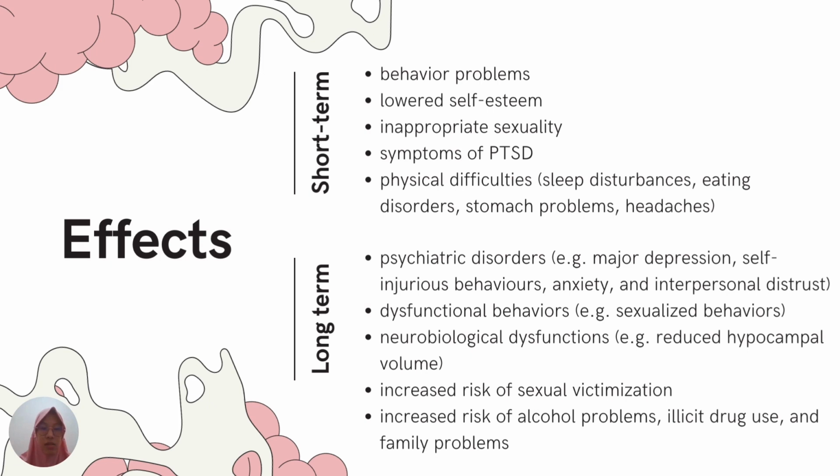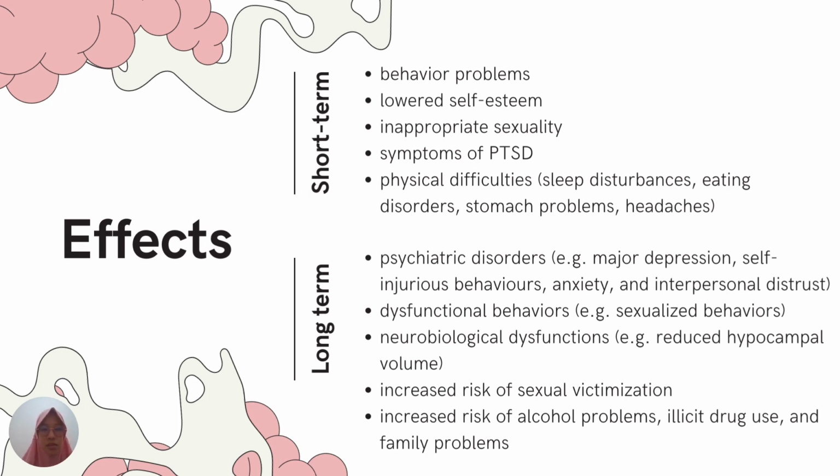And then next, sexual abuse can also cause long-term effects. So, studies found a correlation between sexual abuse and several psychiatric disorders, such as major depression, self-injurious behavior, including self harm, and then anxiety, as well as interpersonal distress. It is also related to dysfunctional behaviors, such as sexualized behaviors. And this is due to the early exposure to sexuality, which is inappropriate for children of their age.